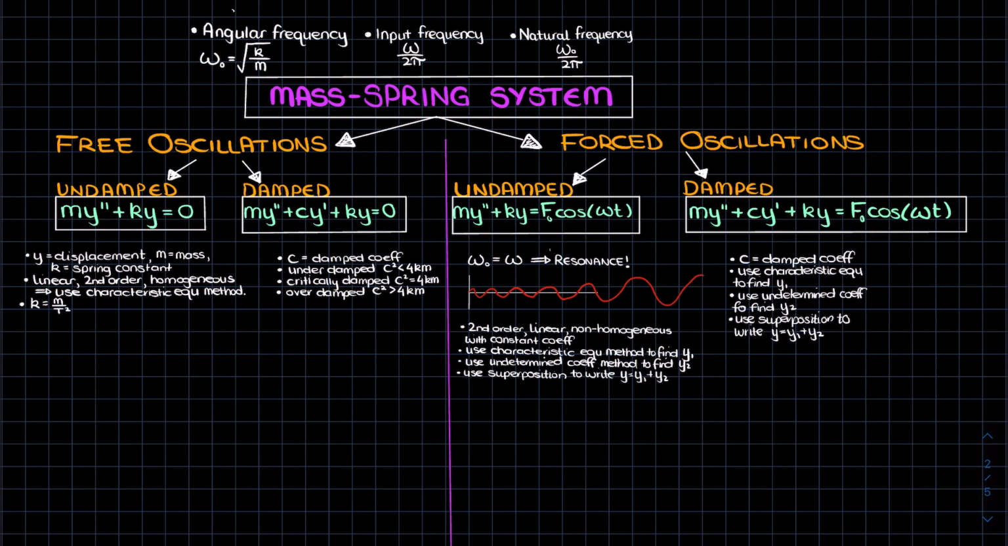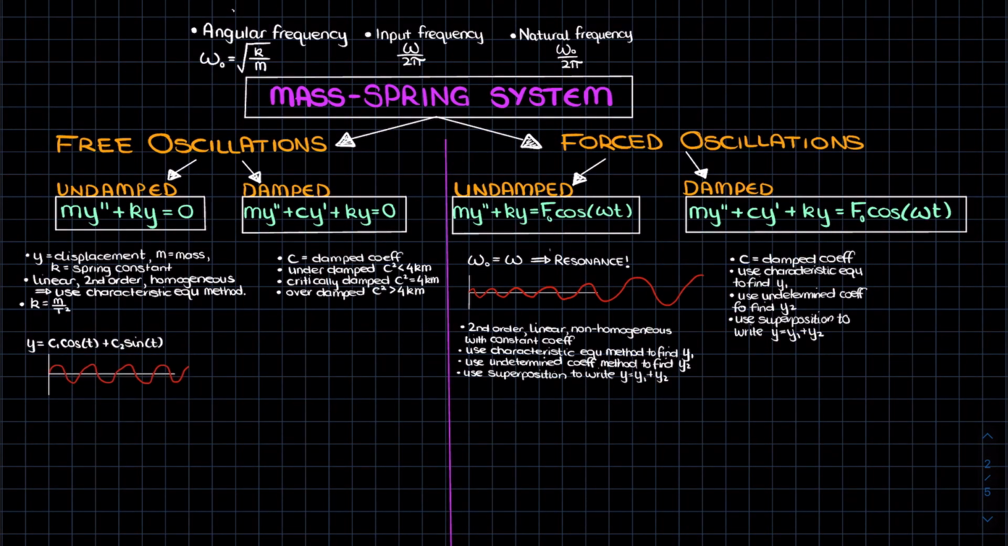Now let's model some examples. For our free oscillation undamped case, we're going to get a solution that looks like y equals some constant c1 times cosine of t plus some other constant c2 times sine of t, where y is our displacement and t is our time variable. You'll see that this is just going to continuously oscillate, just like this.